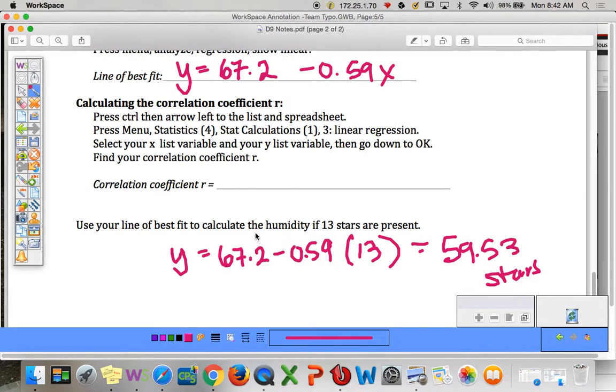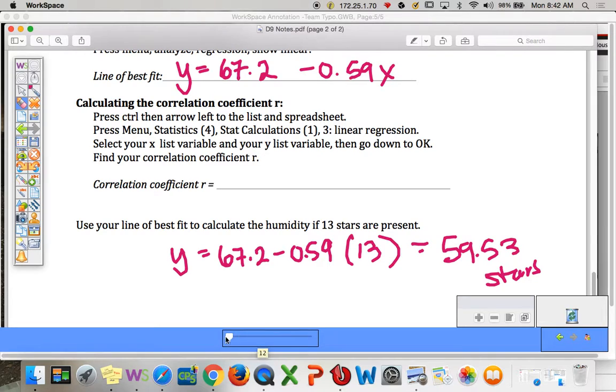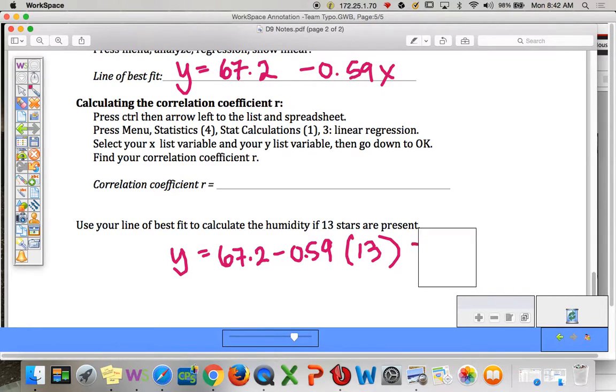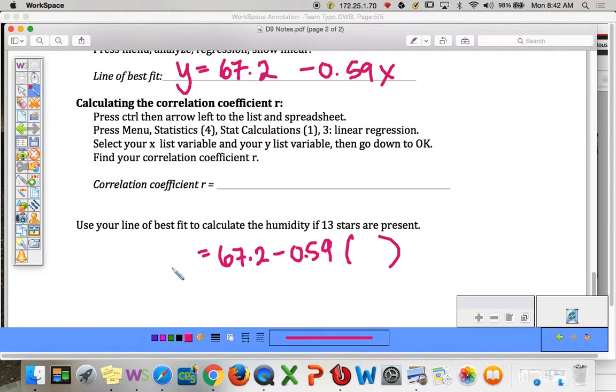Oh, I did this wrong, didn't I? Because it says calculate the humidity, and I said 13 was the humidity. Let's try that again. So actually, I'm going to erase just a few things here. So we were given stars, not humidity. So if it's stars, stars was the dependent variable, and I'll put 13 here. And we're going to solve.